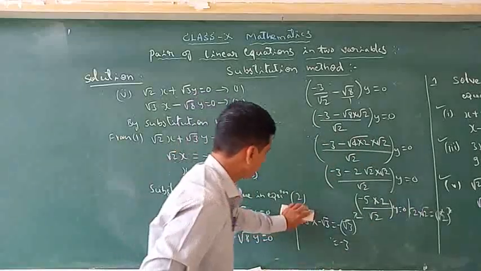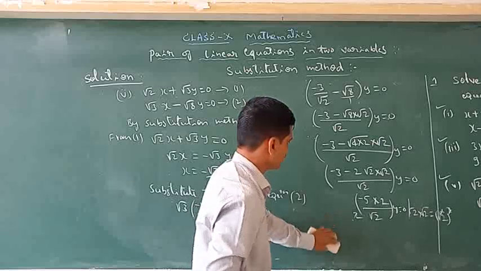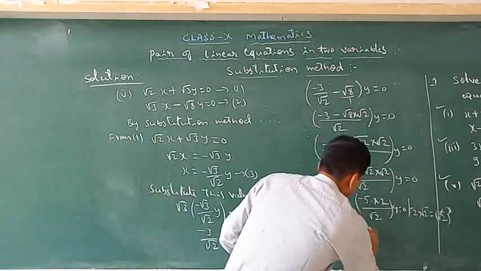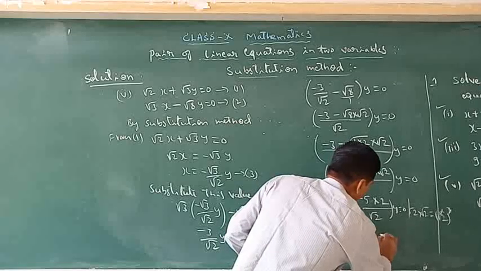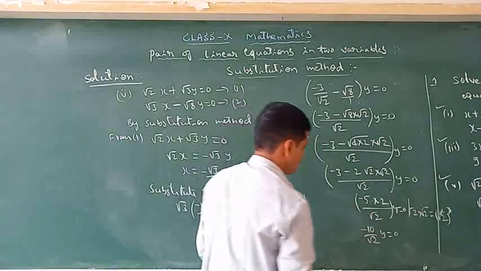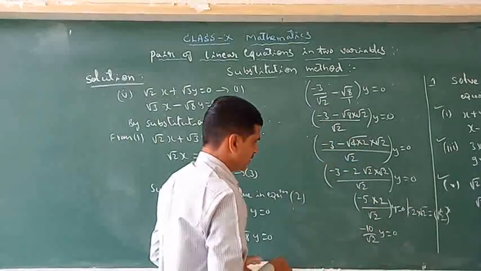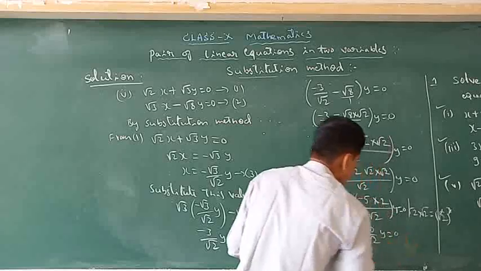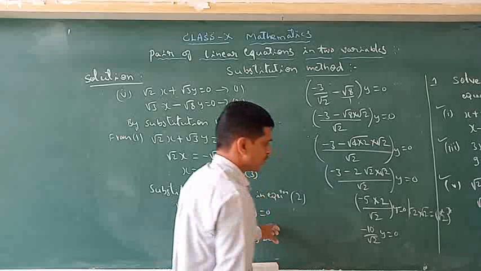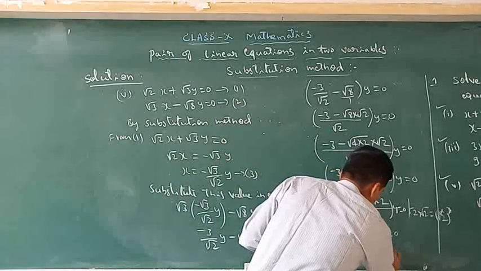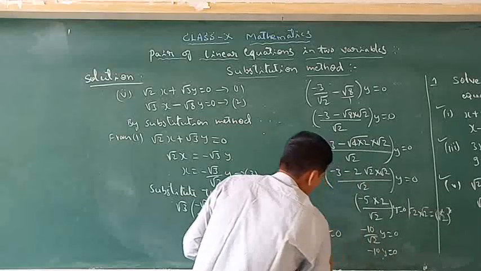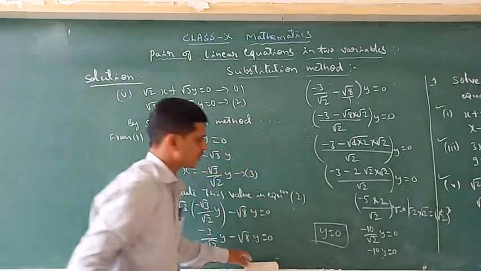Now on simplification, minus 5 into 2 is minus 10, divided by root 2 into y is equal to 0. On cross multiplication we get y equal to 0, because root 2 into 0 is 0. So minus 10y is equal to 0. Again y is equal to 0. Whatever it may be, y is equal to 0.